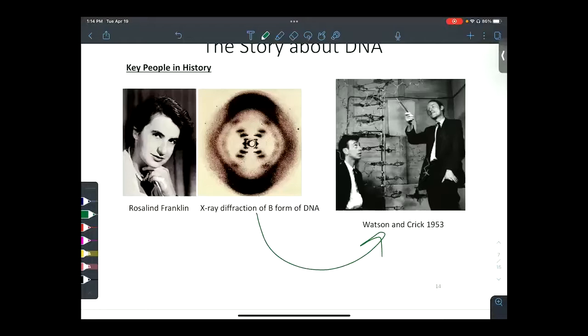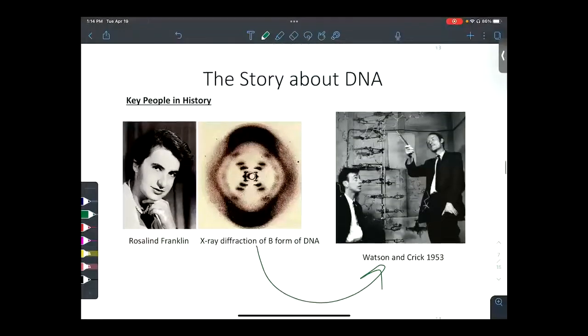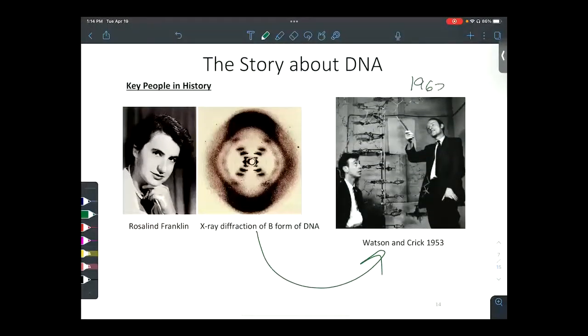Unfortunately, Rosalind Franklin died before the Nobel Prize was given out to these guys. I think it was 1962. I think the whole Nobel Prize for the structure of DNA went to about four different people. I have it on the next slide. It went to a bunch of people, but unfortunately, Rosalind Franklin died before the Nobel Prize for DNA was given out. So who knows if she would have gotten it or not. I'm not sure. I'd like to be hopeful and think yes.